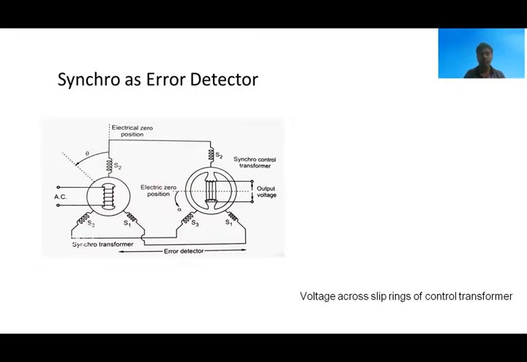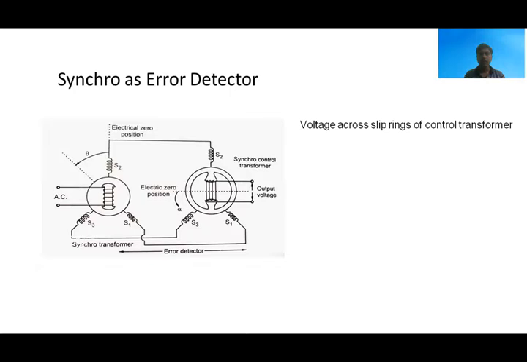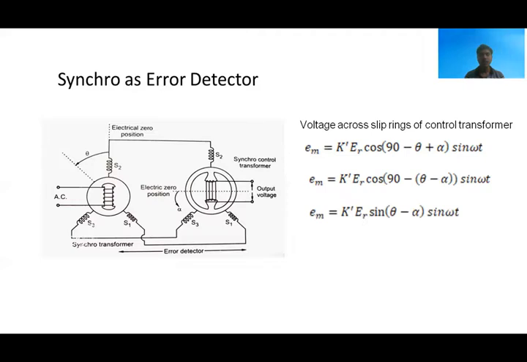Therefore, the voltage across the slip rings of the control transformer is given by E_m is equal to K dash into E_R cos of (90 degrees minus (theta plus alpha)) into sin omega t. If we take minus common from the angle, we get E_m is equal to K dash E_R cos of (90 minus (theta minus alpha)) into sin omega t. Therefore, E_m is equal to K dash E_R sin of (theta minus alpha), because cos of (90 degrees minus theta) is equal to sin theta. Therefore, cos becomes sin of (theta minus alpha) into sin omega t.